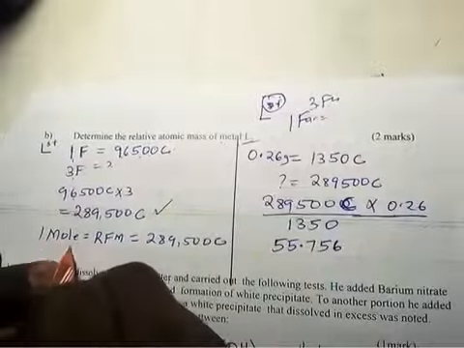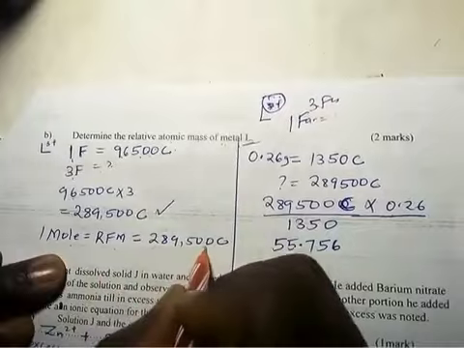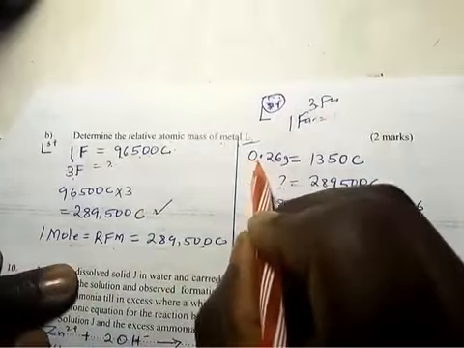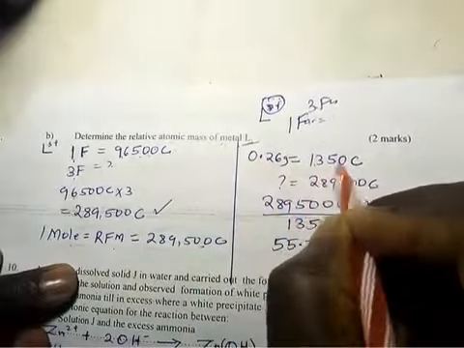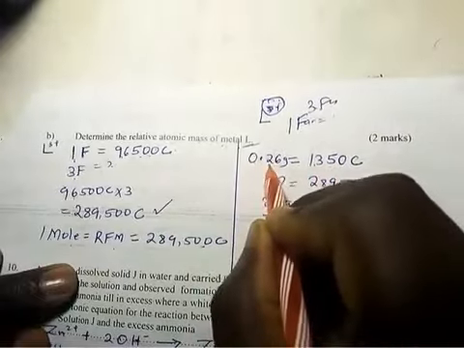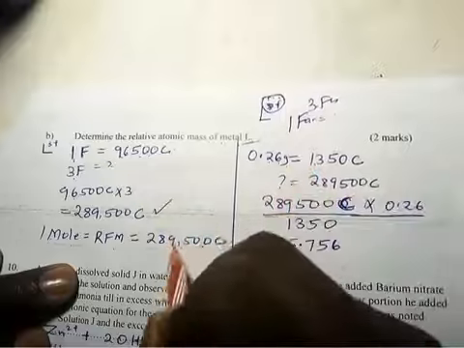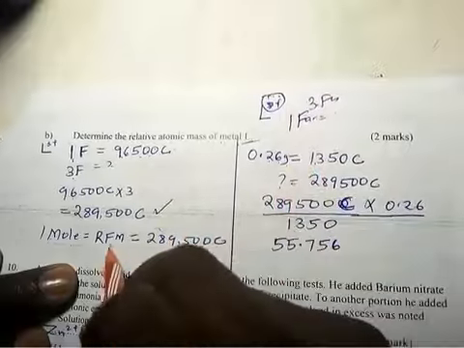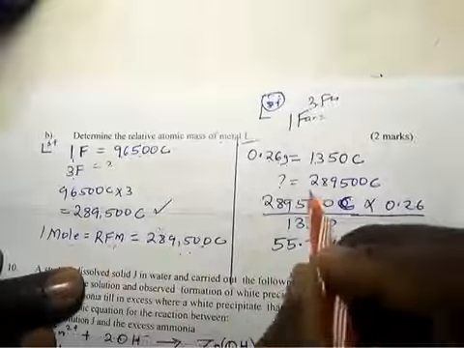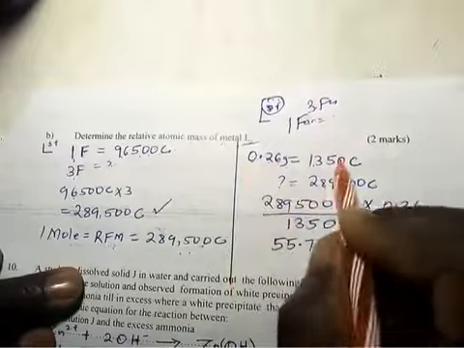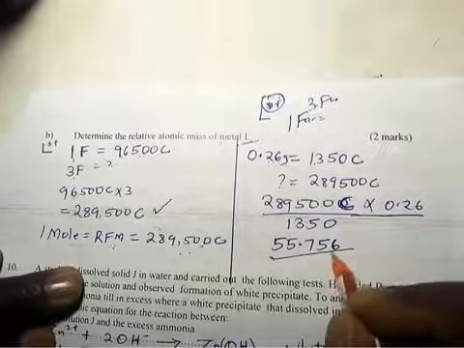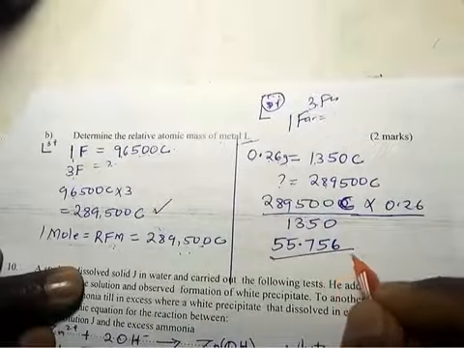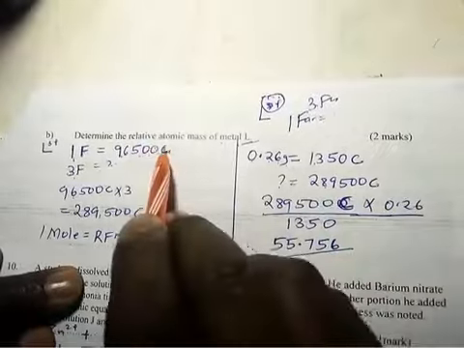1 mole is equal to the RFM, which is this. But we have been given that 1350 coulombs will produce 0.26 grams. So we want to know how much the 3 Faradays will produce, and this will give us the RFM. So this times this divided by this gives us 7.756, and that is the relative atomic mass of L.